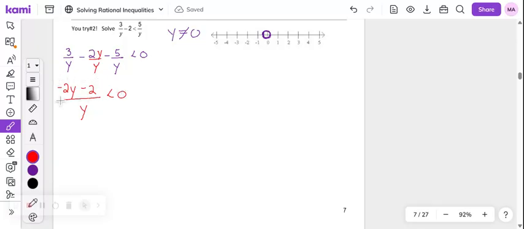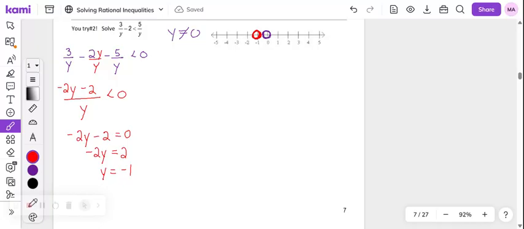So now we focus on the numerator. We've already dealt with the denominator. We'll set that equal to 0 and solve. Add the 2 to the other side. Divide by -2. We get y equals -1. Now, it actually said less than 0, so this would be an open circle at -1. We just temporarily set it equal to 0 so we can solve it.